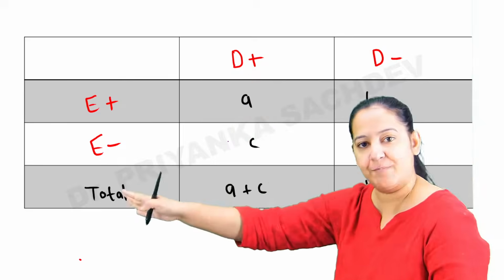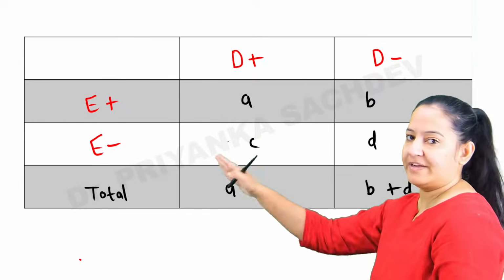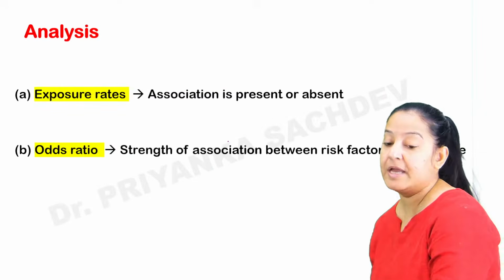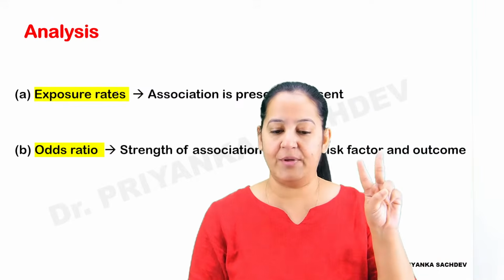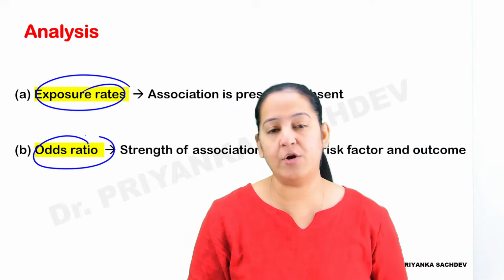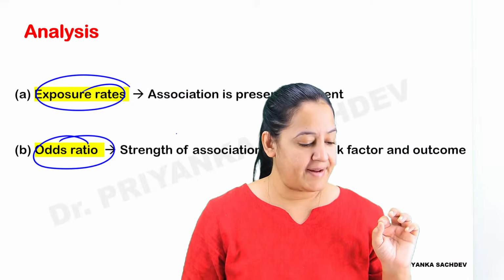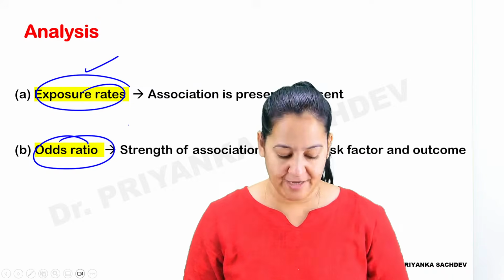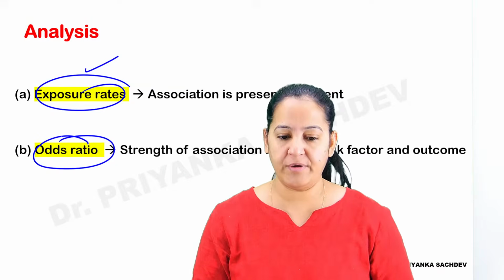Disease at the top, exposure at the left-hand corner. So you have to write down ABCD. You got the meaning of ABCD. Now for analysis, we have to calculate two things: exposure rate and odds ratio. I will tell you how to calculate exposure rate from this, and how to calculate odds ratio from this.